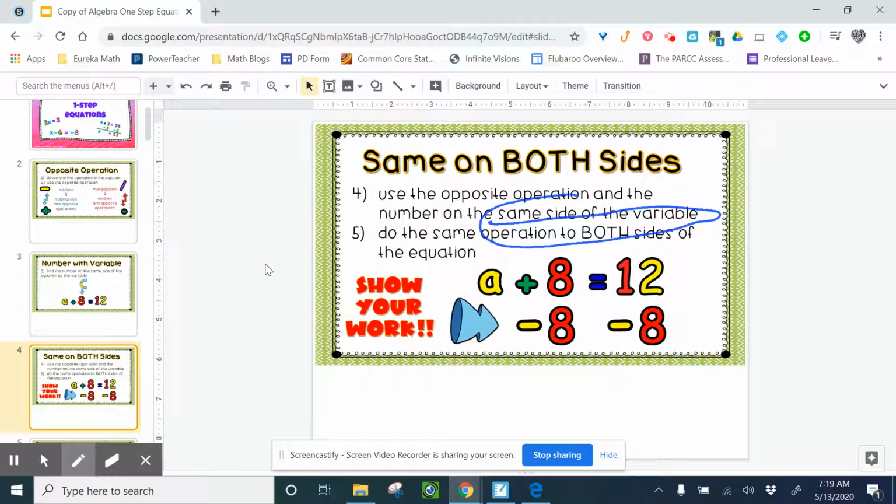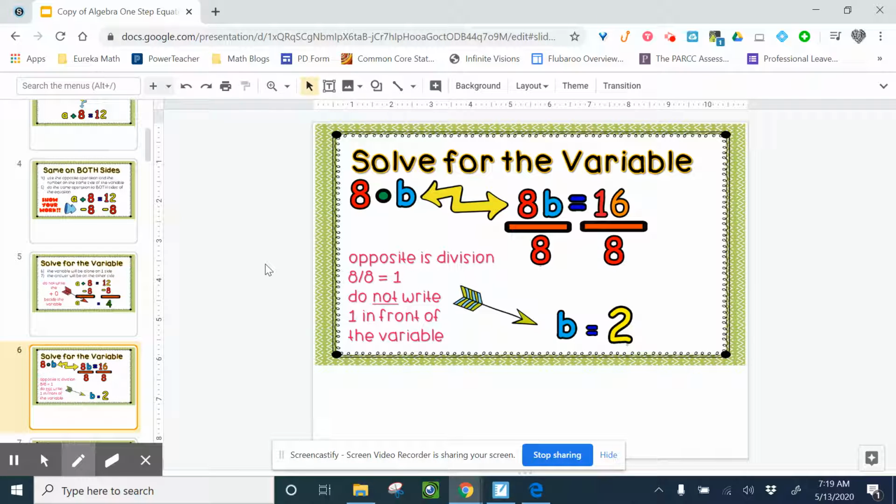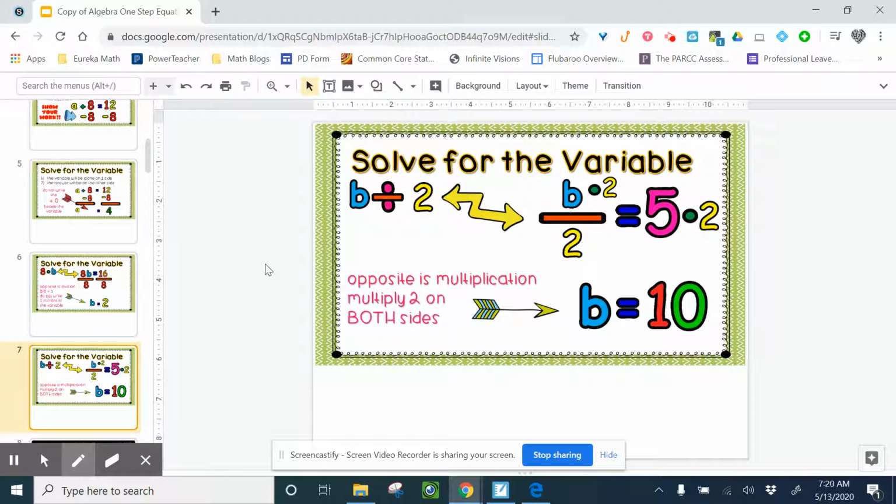I want to do the same operation to both sides of the equation. So to solve, the variable will be alone on one side and the answer will be on the other side. For example, if I'm adding 8, I would do minus 8 on both sides. I do not write that 0. I would just write a equals 4. If I'm doing a multiplication equation, this is 8 times b, so I would divide both sides by 8, and I would not write the 1 in front. If it's a division problem, I'd use multiplication. I'd multiply both sides by 2.